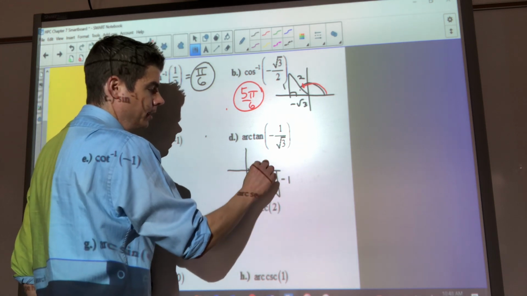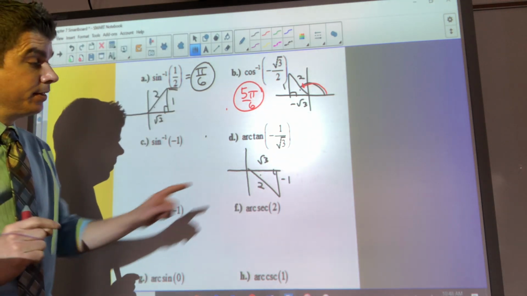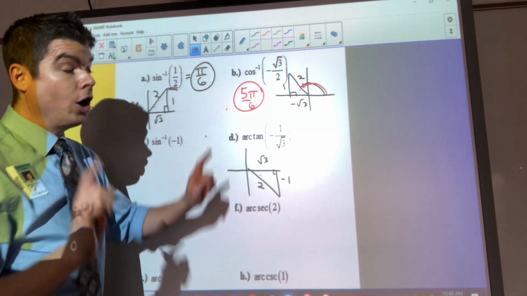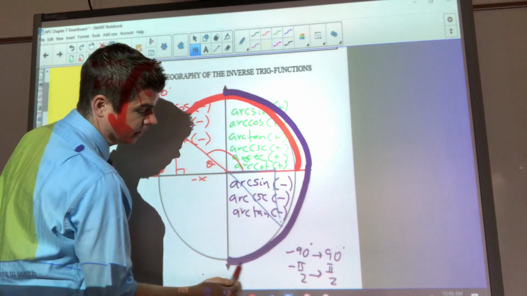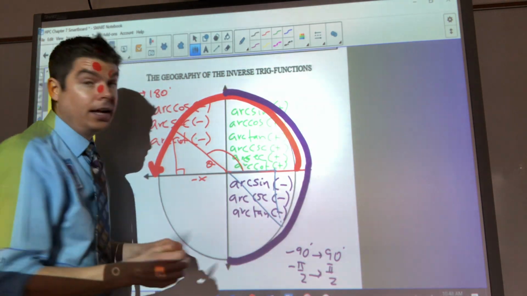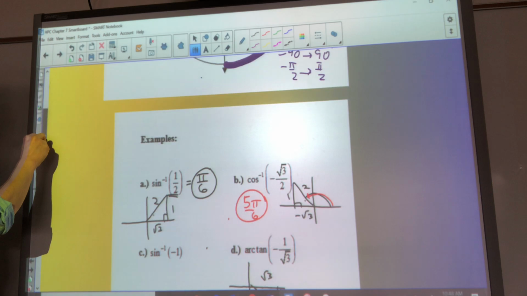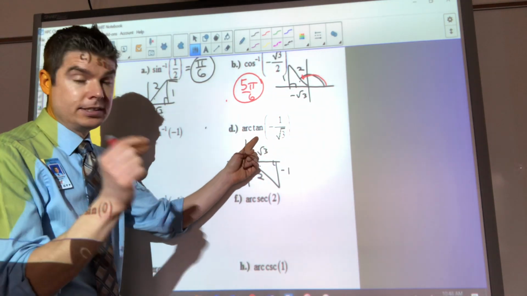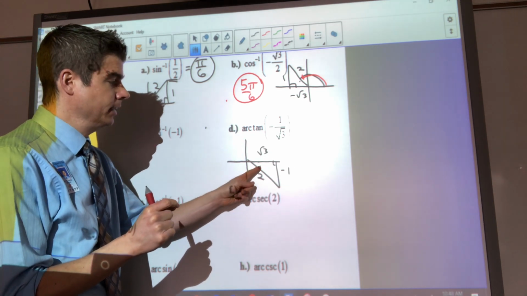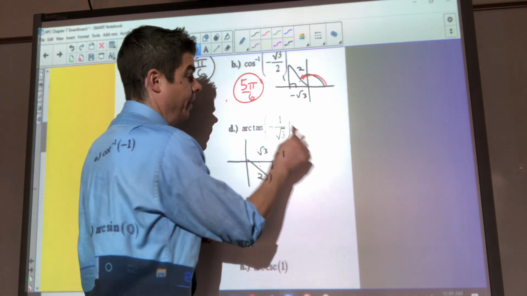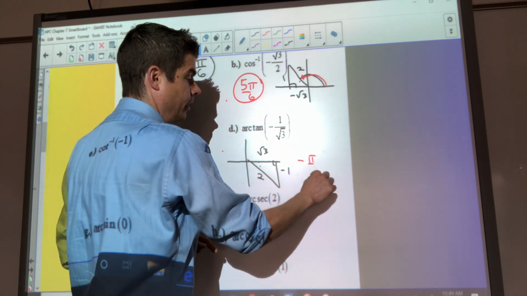So here's negative 1 to root 3, and there's 2. So we still have our 30-degree reference angle, but a 30-degree reference angle in quadrant 4 under the restricted domain of inverse tangent. Remember, inverse tangent has to go between negative 90 and positive 90. Even if there are other ways to represent that angle, if inverse tangent or arctangent is the given function, it has to give you a value between negative 90 and positive 90. So a 30-degree reference angle in quadrant 4 that fits that would be equal to negative 30, or negative pi over 6.